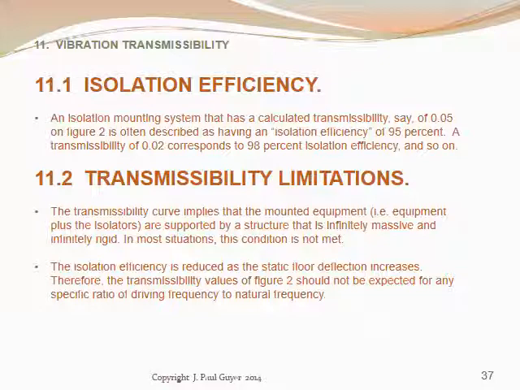The transmissibility curve implies the mounted equipment, the equipment plus the isolators, are supported by a structure that is infinitely massive and infinitely rigid. In most situations, this condition is not met. For example, the deflection of a concrete floor slab under static load may fall in the range of 1/4 to 1/2 inch. This does not qualify as being infinitely rigid. The isolation efficiency is reduced as the static floor deflection increases. Therefore, the transmissibility values of Figure 2 should not be expected for any specific ratio of driving frequency to natural frequency.